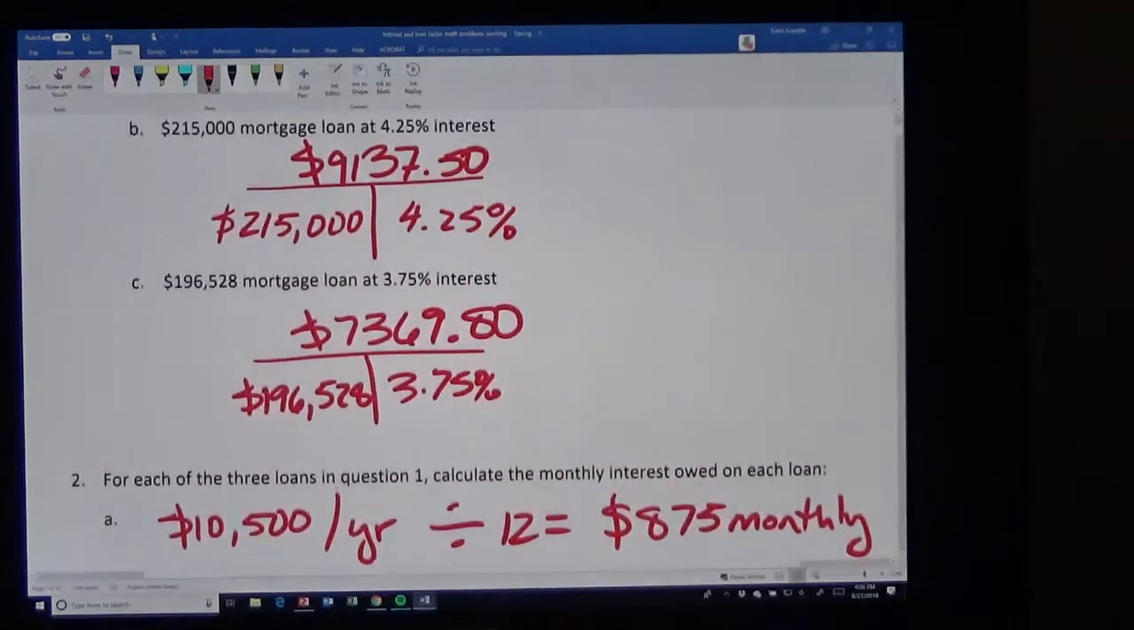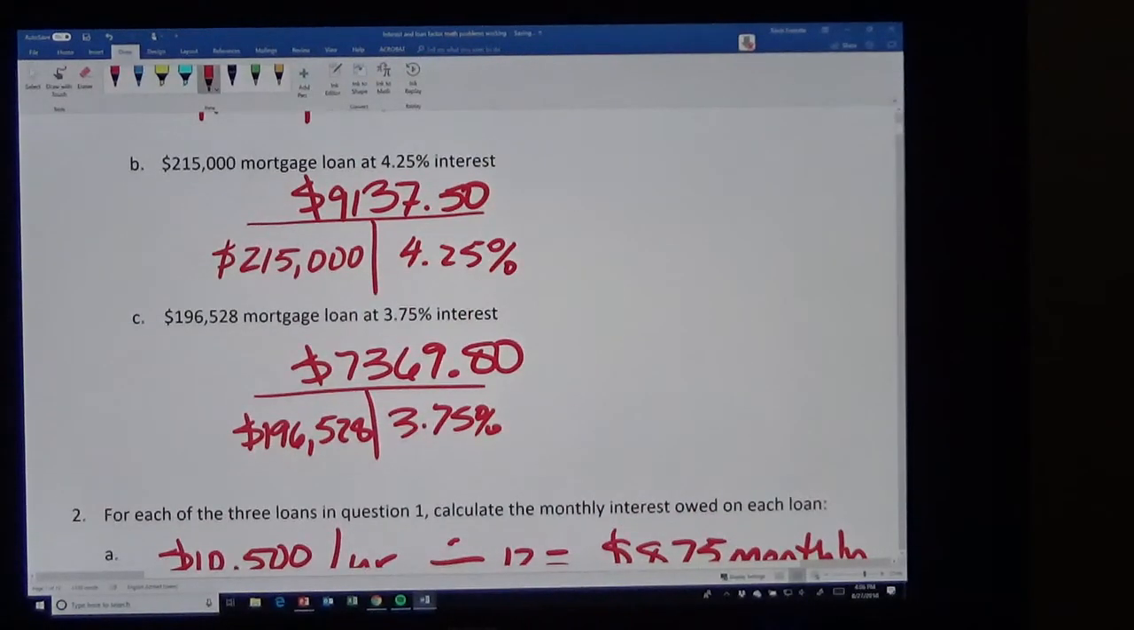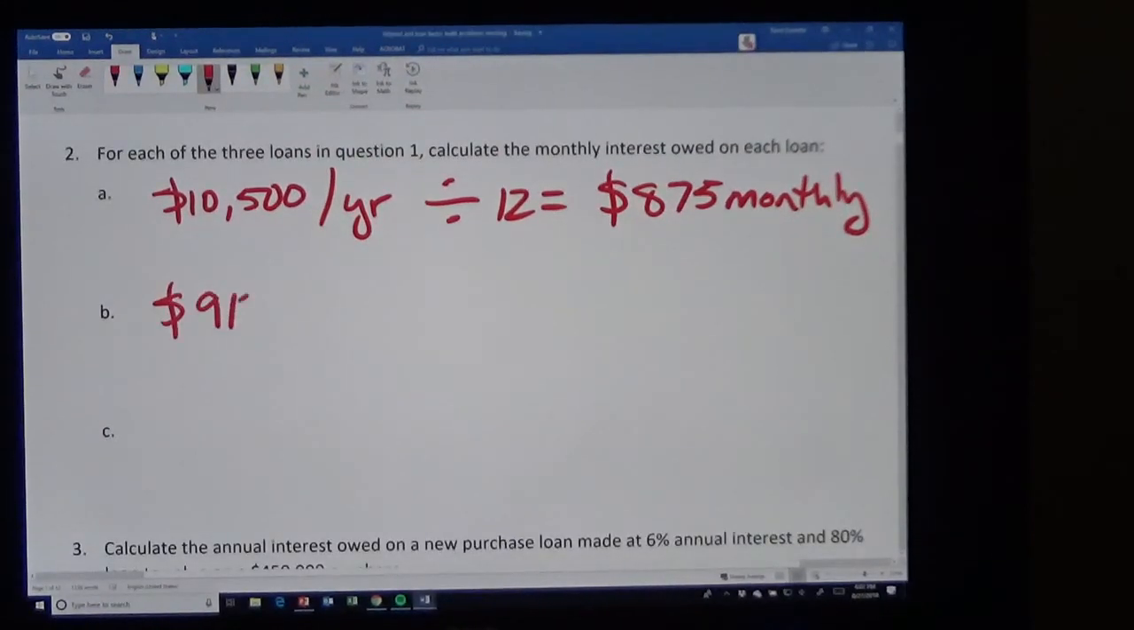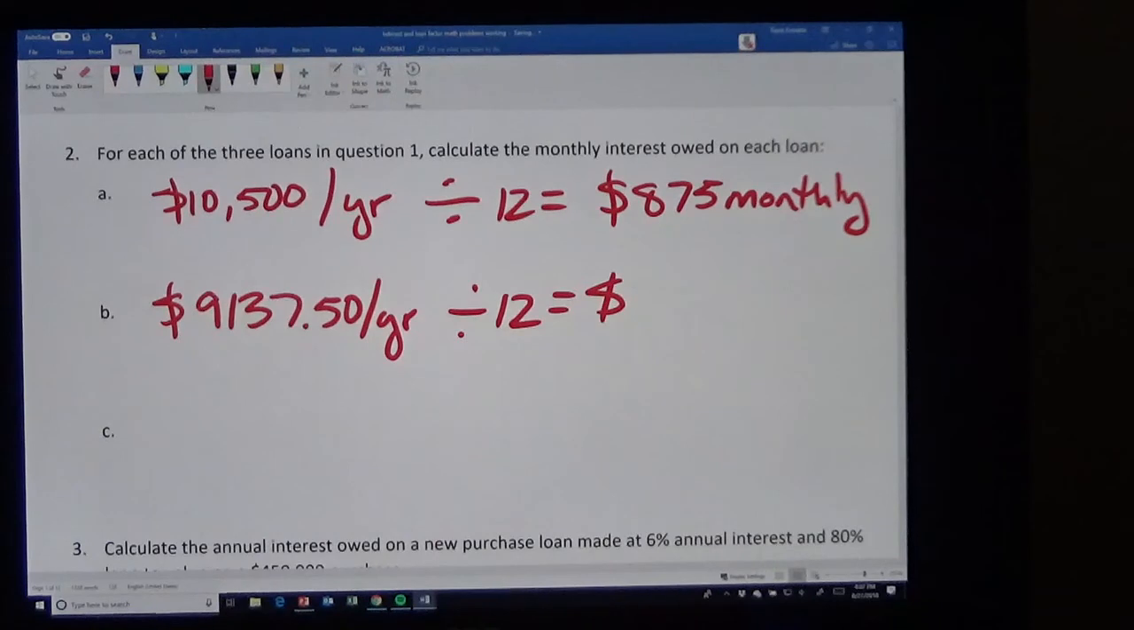And then in B, we had $9,137.50 in interest. $9,137.50 per year divided by 12 months equals $761 and about 45 or 46 cents. It doesn't matter which you have. It's not going to matter that penny. If you're rounding, it's technically 46 cents, but either one will work.